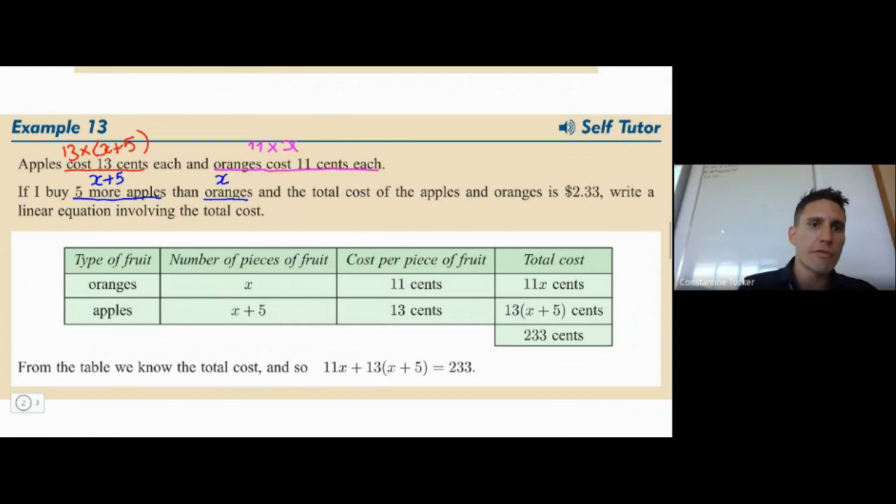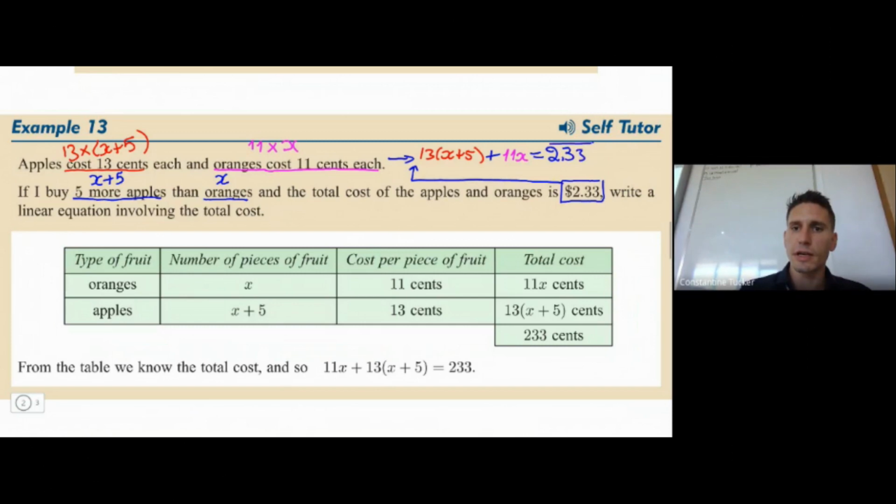So now putting everything together, they said that all of the costs together give a total of $2.33. So how do we put these two together? Well, let's just put it this way. Right here, it would be 13 times the X plus 5. And then if you add the cost of oranges, which would be 11X, then this total cost would be $2.33. So if we write down the final answer here, it would be exactly this, and I'll put it in a little box.